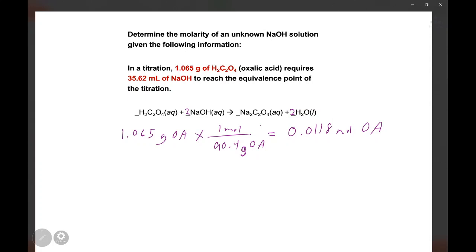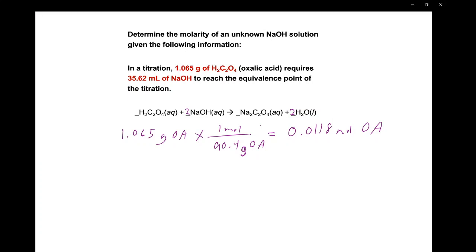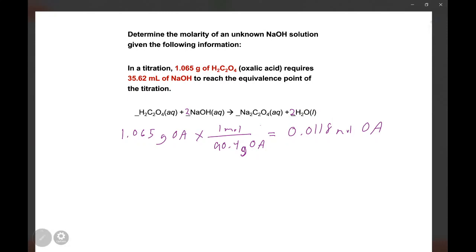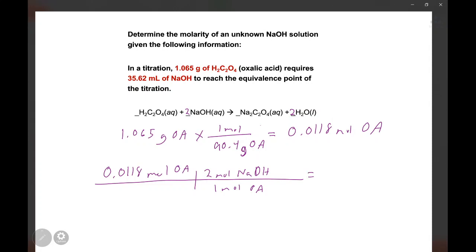Now we want to use our equation to find our molar ratio, and from there figure out how many moles of sodium hydroxide there would be. The important thing here is to know that at the equivalence point, the number of moles of oxalic acid will be equal to the moles of sodium hydroxide. So now let's take 0.0118 moles of oxalic acid, and then use our molar ratio. There are 2 moles of sodium hydroxide for every 1 mole of oxalic acid. So how many moles of sodium hydroxide are there? There's 0.0237 moles.